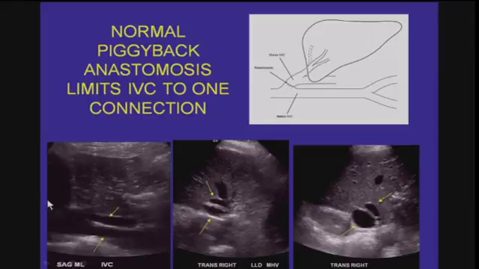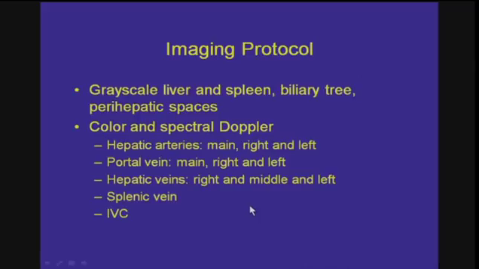When you look sagittally, you can see the native IVC behind and the donor IVC on top. And when you look in transverse, you can actually see, again, donor here on the top and the native posteriorly before they've connected. So what's our imaging protocol when we're thinking about the vascular anatomy for the liver transplants?